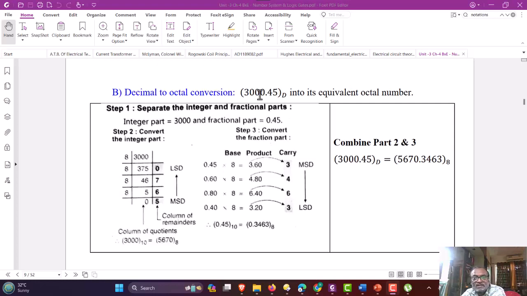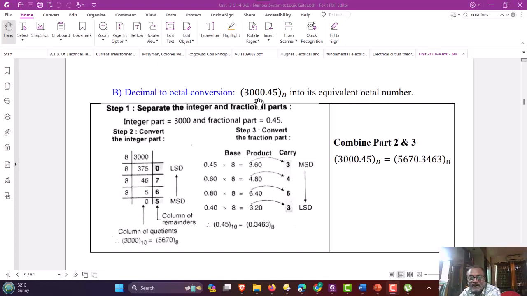We have a decimal number whose integer portion is 3000 and fractional portion is 0.45. As usual, we will take the integer portion separately and the fractional part separately and convert them. So take the integer part of the decimal. We need to convert it to octal. So the base of the system is 8.